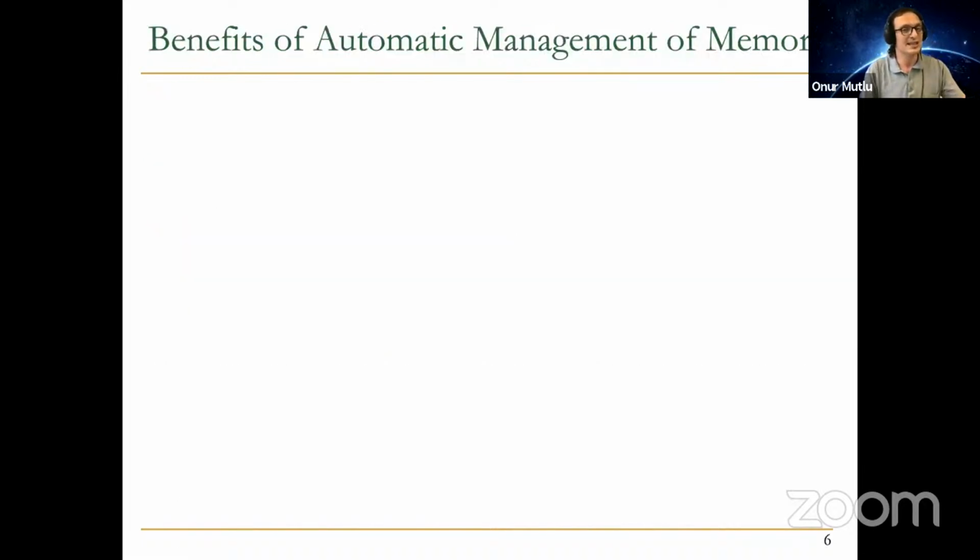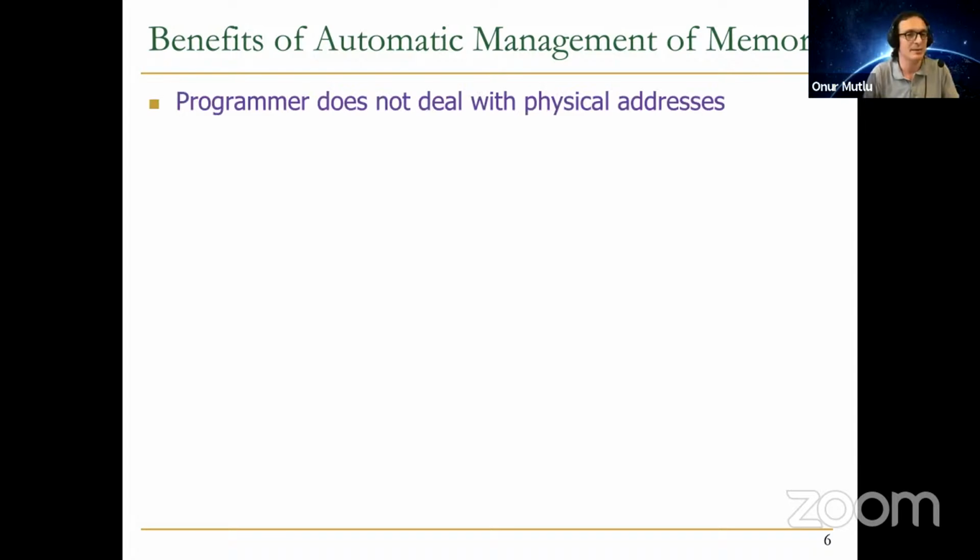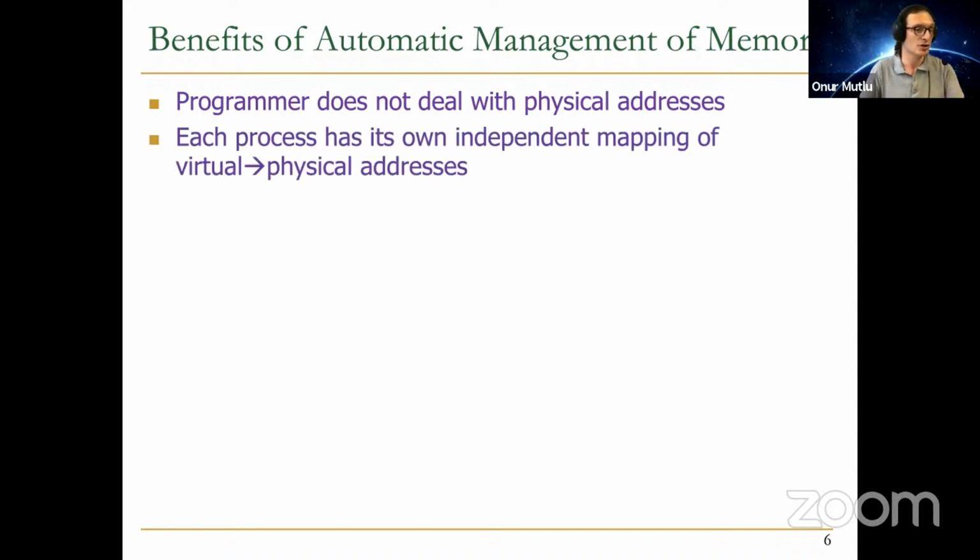We have already discussed the benefits of automatic management of memory between the caches, and you can imagine that this just extends to main memory as well. Basically, if you look at main memory, the programmer now doesn't need to deal with physical addresses. And they don't need to deal with running out of space in the physical memory address space. That's the key benefit, and we'll talk more about that.